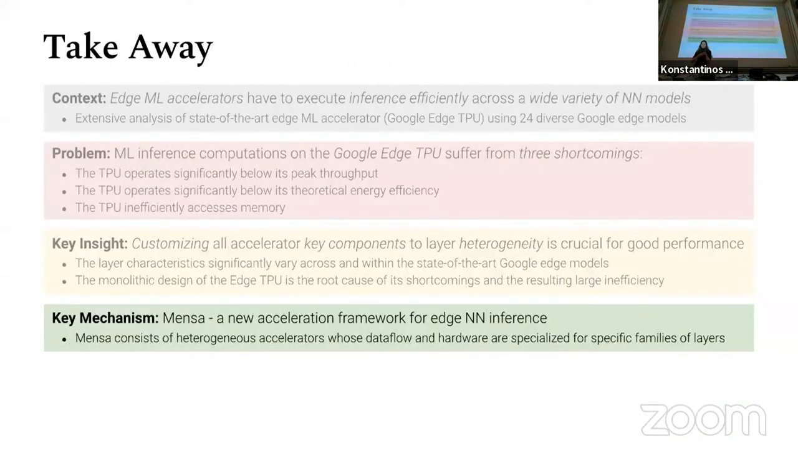So the takeaway of this part is that Mensa consists of heterogeneous accelerators whose data flow as well as hardware are specialized for specific layer families. And I keep talking about layer families. This is what we'll look into next.